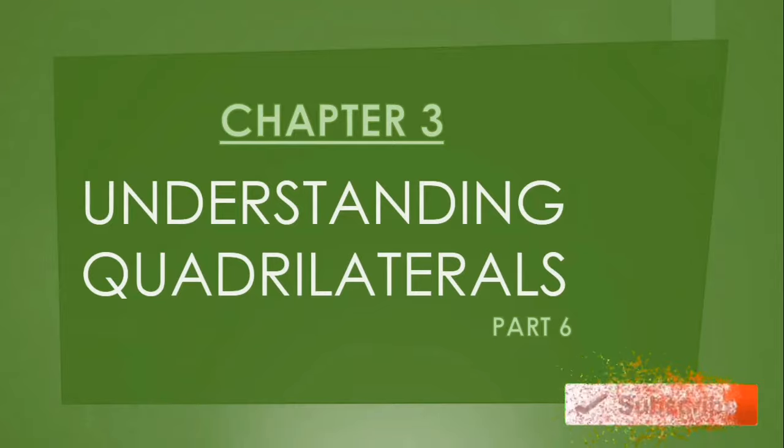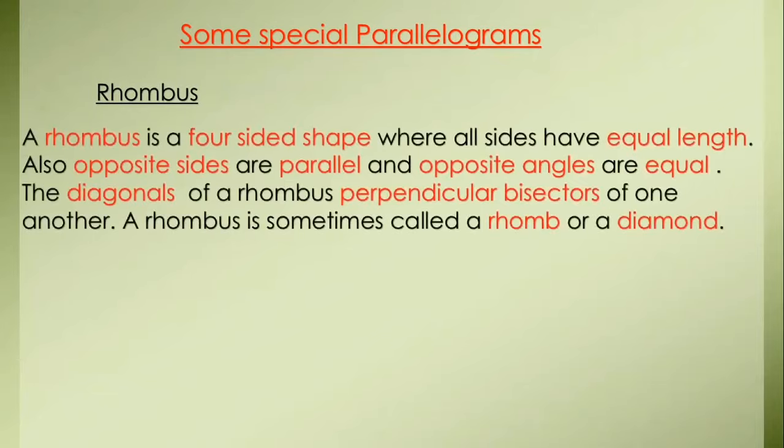Today we continue our lesson Understanding Quadrilaterals. Today's topic is some special parallelograms. First one, rhombus. A rhombus is a four-sided shape where all sides have equal length. Also, opposite sides are parallel and opposite angles are equal. The diagonals of a rhombus are perpendicular bisectors of one another. A rhombus is sometimes called a rhomb or a diamond.